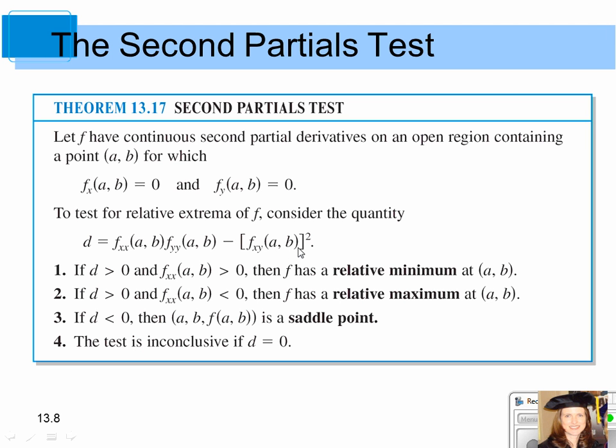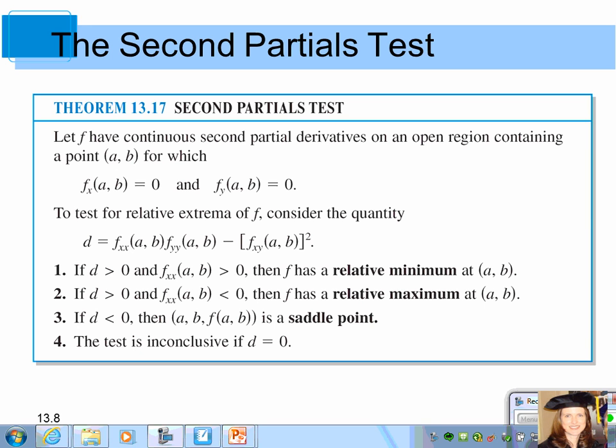to find a value for D. If D is greater than 0 and the second partial with respect to x is greater than 0, then we could say f has a relative minimum at (a, b), at that critical point. If D is greater than 0 and the second partial with respect to x is less than 0, then we say f has a relative maximum. If D is less than 0, then we say that point is a saddle point.